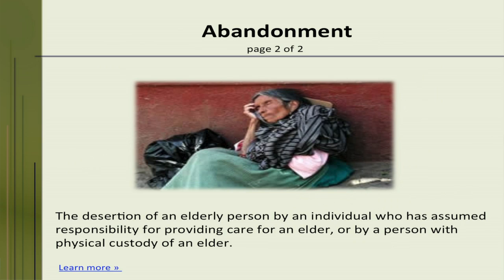And there's also a type of abandonment, and this is the desertion of an older person by the individual who assumed responsibility for caring for this person. And this means you have a caretaker or someone who's assuming responsibility for the older adult and then leaves them alone. And this person usually is dependent on the caretaker for their health and for their safety, but yet they are left by themselves, maybe in a familiar place, maybe in an unfamiliar place.